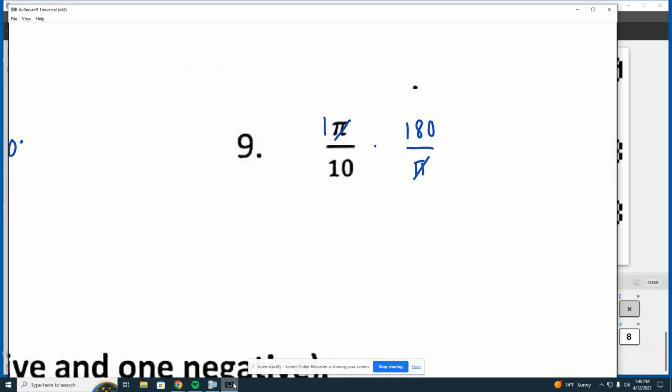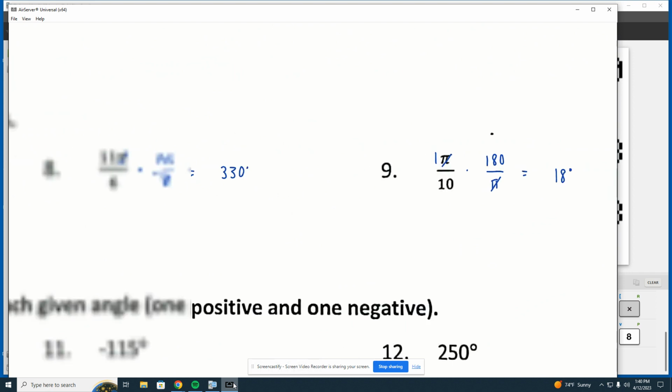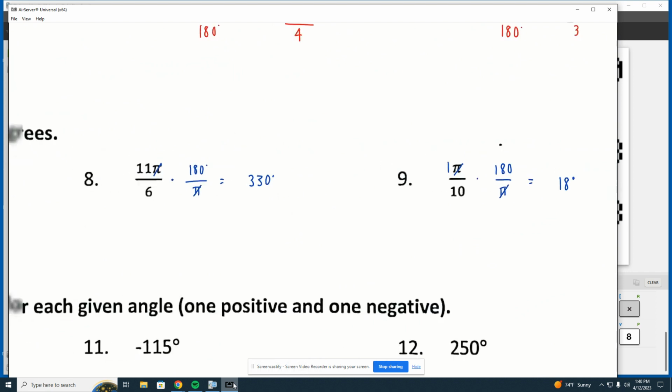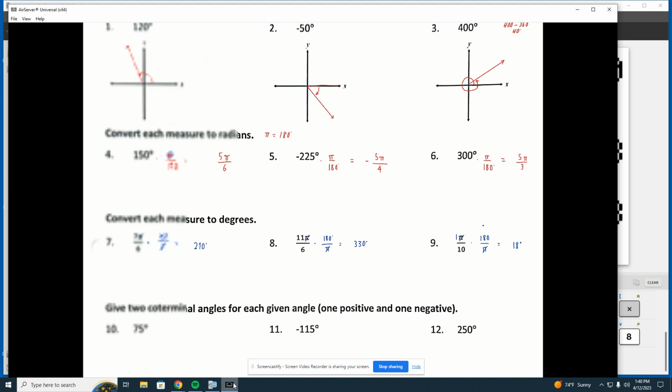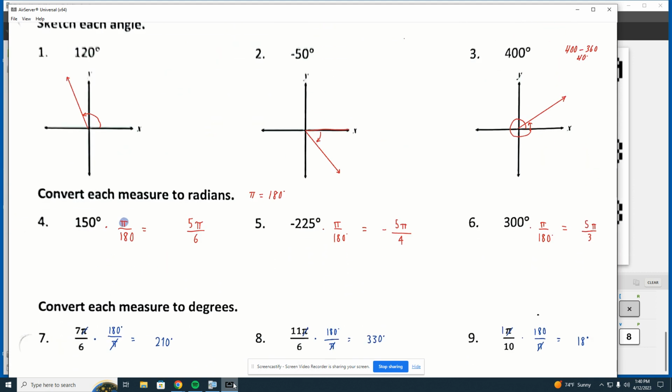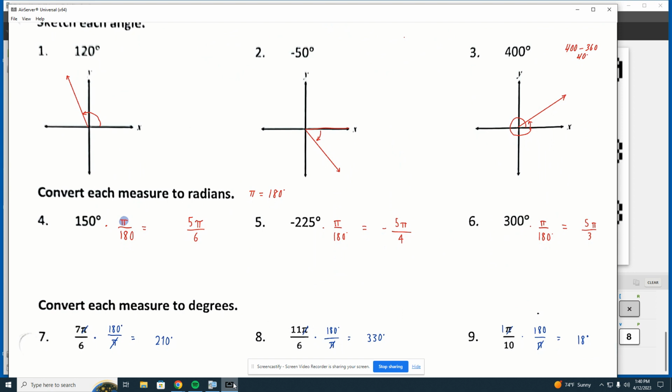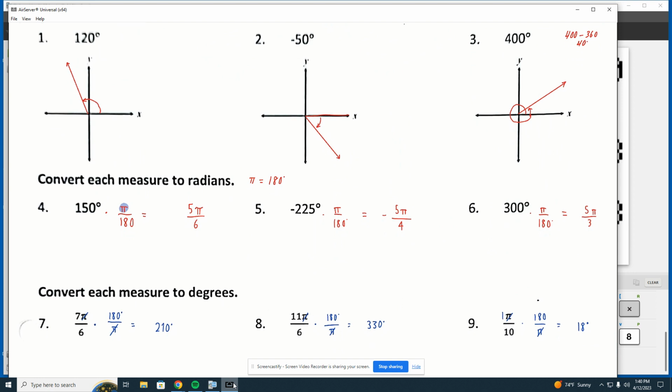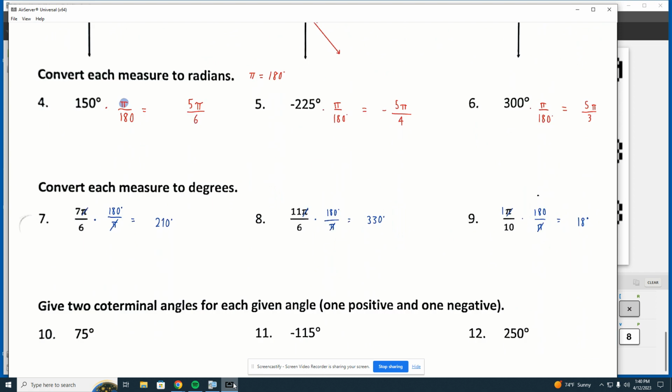Okay, let me go back and show you. Since that's just a 1, I could just take the 180 that's in the numerator and divide it by the 10 that's in the denominator. But either way, you get 18 degrees. That is my answer. So whether it's marking where an angle is on a coordinate plane, or changing a radian to a degree, like 7 through 9, or changing a degree to a radian, like 4 through 6, that should be a pretty easy portion on your quiz.